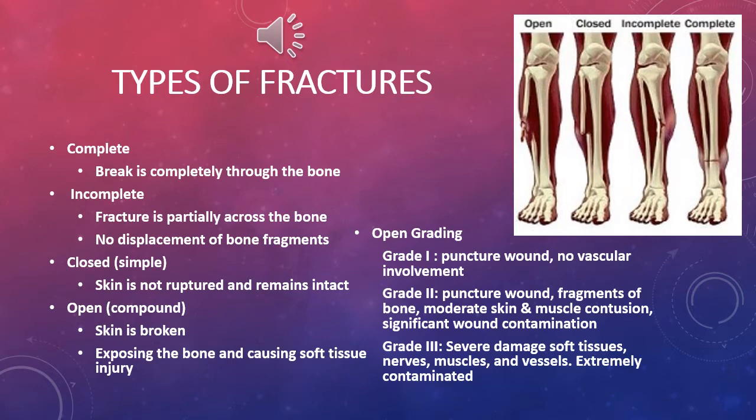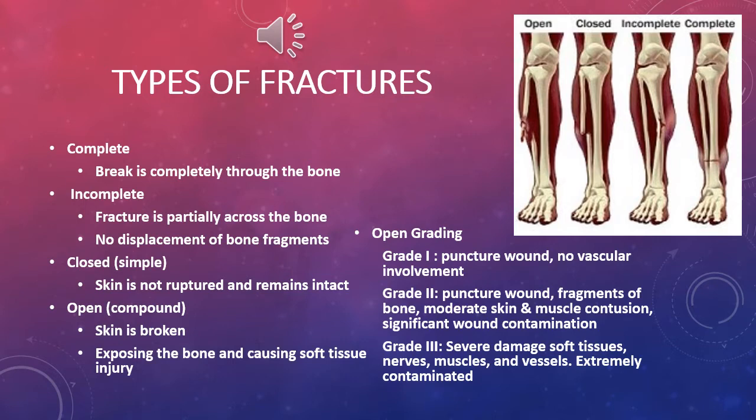A closed fracture or simple fracture is when the skin is not ruptured and remains intact. Whereas in an open or compound fracture, the skin is broken and it exposes the bone and causes soft tissue injury. There are different grades of open or compound fractures.